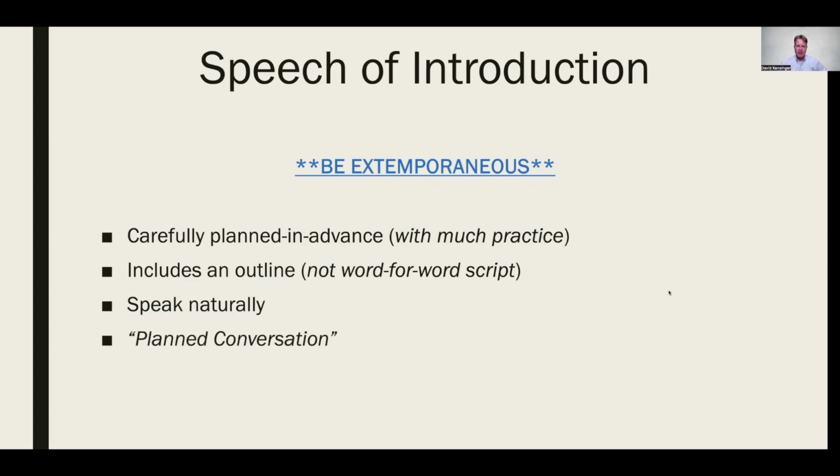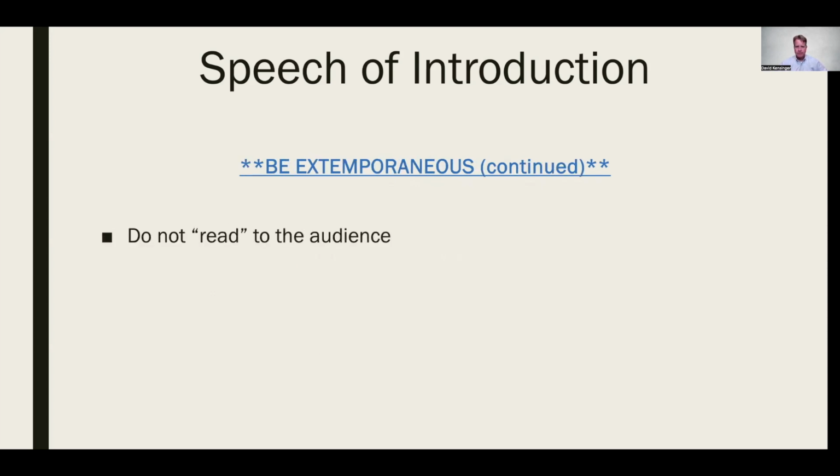I like what our textbook says regarding being extemporaneous. It says this is considered planned conversation. I like that expression. You're being conversational, but at the same time, you have carefully crafted this speech, not word for word, but your ideas are in front of you in your notes. Like I said, do not read to the audience. Audiences don't like that. They don't want to be read to, they want to be spoken to.